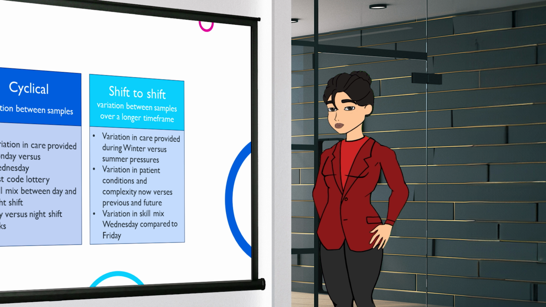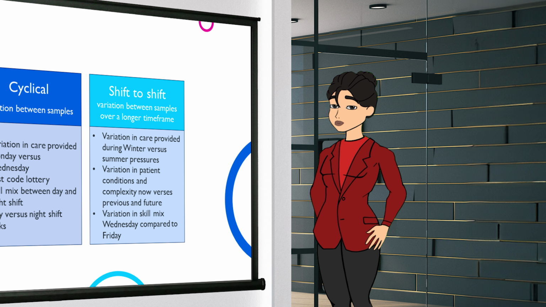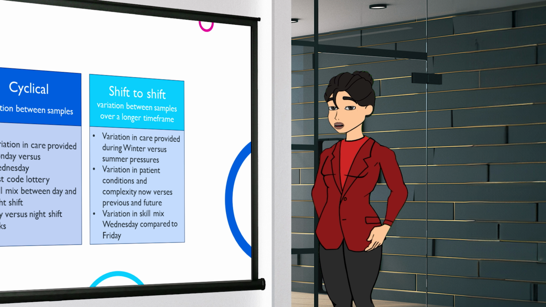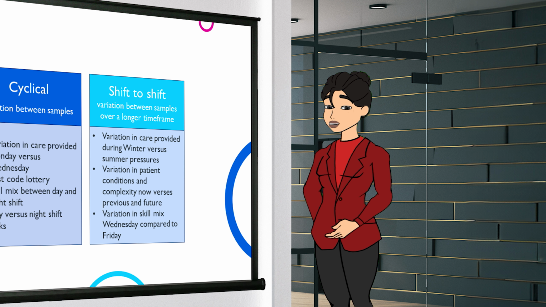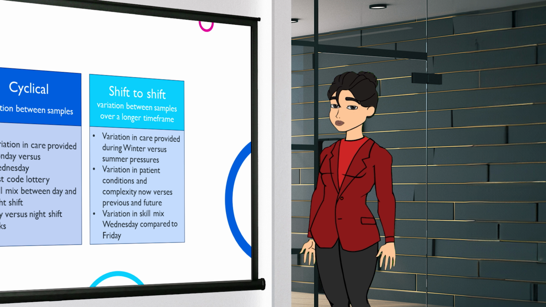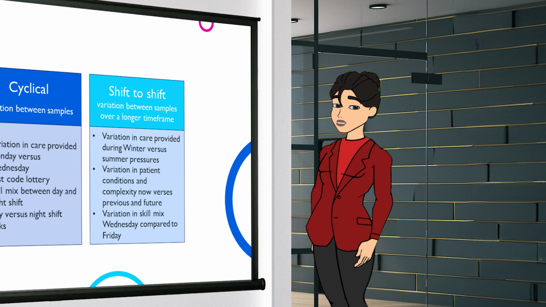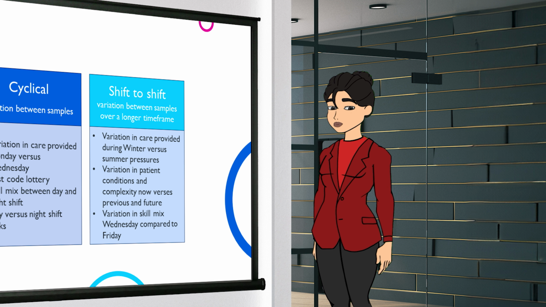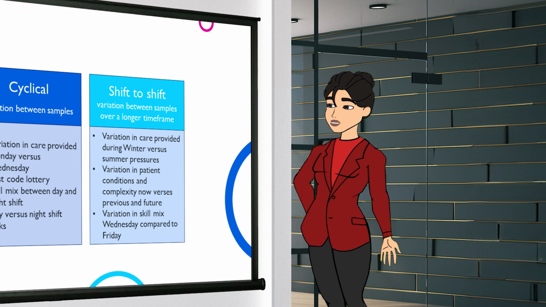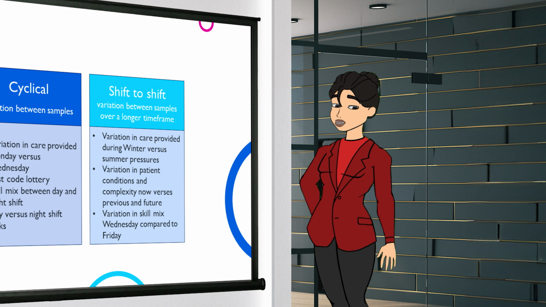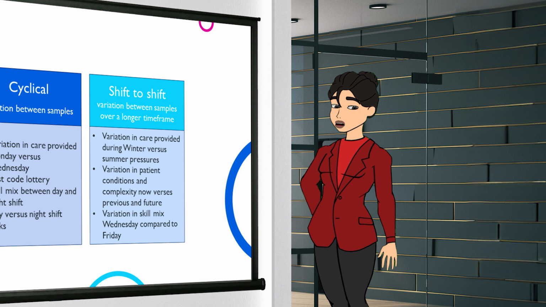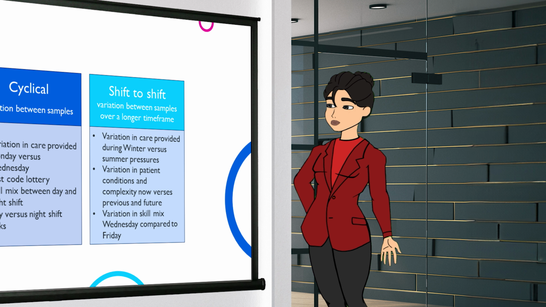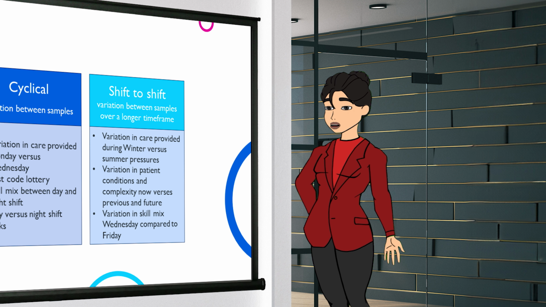Shift-to-shift variation is where there is variation between samples but over a larger time frame. If I were baking cookies, this might be different lengths of cooling time due to climate conditions for cookies baked in summer months, or daytime hours in comparison to winter months or nighttime hours. In healthcare, we might experience shift-to-shift variation in relation to quality of care provided in winter months versus summer months. Finally, there may be variation in the level of patient complexity and common conditions treated in comparison to what we have seen in the past and will see in the future.